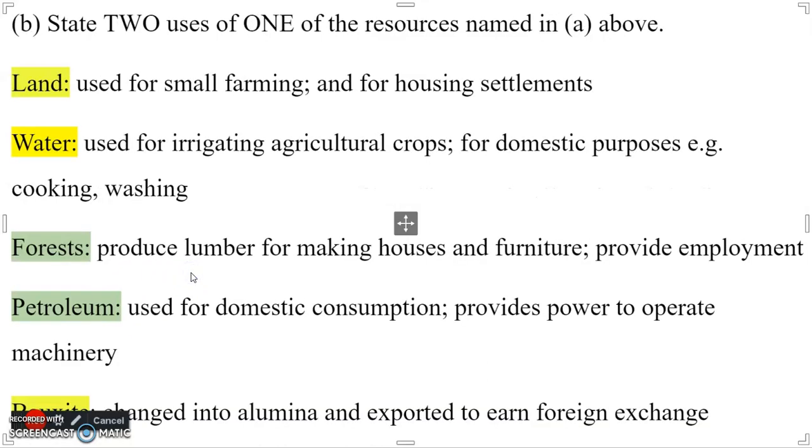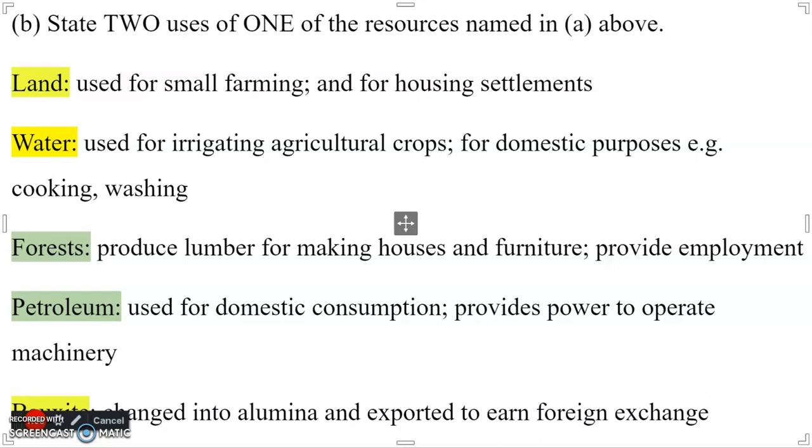5B, state 2 uses of one of the resources named in A above. Now, I am going to give you various answers that you could choose the 2 uses from. So I am going to look at land. Land is used for small farming. It is used for housing. It is also used for transportation, right? Water is used for irrigating agricultural crops. It's used for domestic purposes.